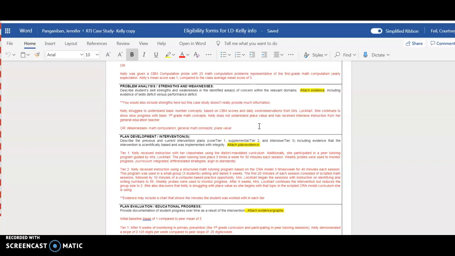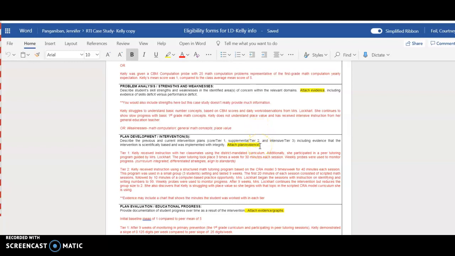You would definitely be including strengths in this section, but in Kelly's case study, unfortunately, they really didn't provide much information in terms of her strengths. So our statement here is that Kelly struggles to understand basic number concepts based on CBM scores, daily work, and observations from Mrs. Lockhart, her teacher. She continues to show slow progress with basic first grade math concepts. She doesn't understand place value and has received intensive instruction from her general education teacher. You could also say that her weaknesses are math computation, general math concepts, and place value.